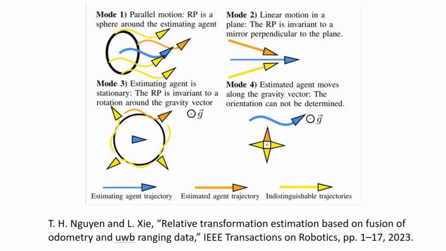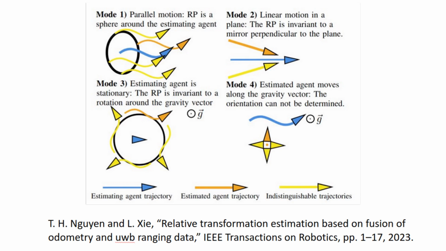Other modes of motion that lead to unobservable relative poses are shown here. The trajectory of the estimating agent and estimated agent are shown in blue and orange, respectively. The yellow agents represent indistinguishable trajectories from the true trajectory.